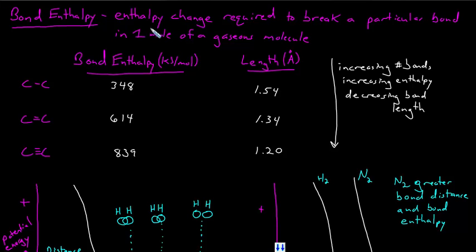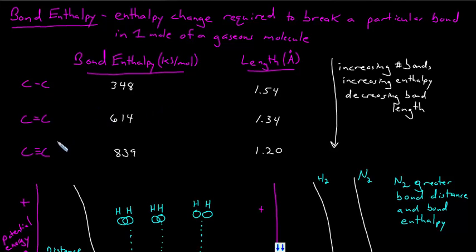Bond enthalpy is the enthalpy change required to break a particular bond in 1 mole of a gaseous molecule. We can see the bond enthalpies for carbon-carbon single, double, and triple bonds. You can see that the bond enthalpy increases as we have more bonds. It is increasingly difficult and takes more energy to break more bonds: double more than single, and triple more than double or single.